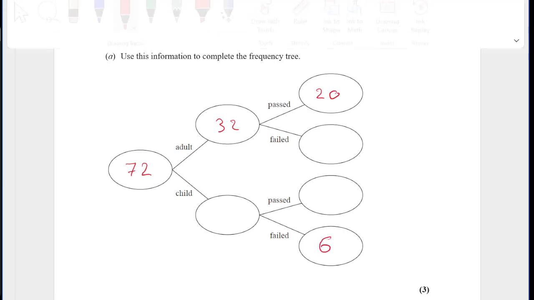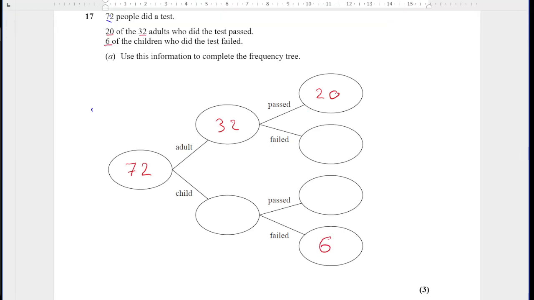Then my second level is going to be bits that I work out. So if 32 were adults and 72 took the test, then that must mean that 40 of them were children. If 20 adults passed, then that means that 12 adults failed. And then if 6 children failed, then 34 children passed.